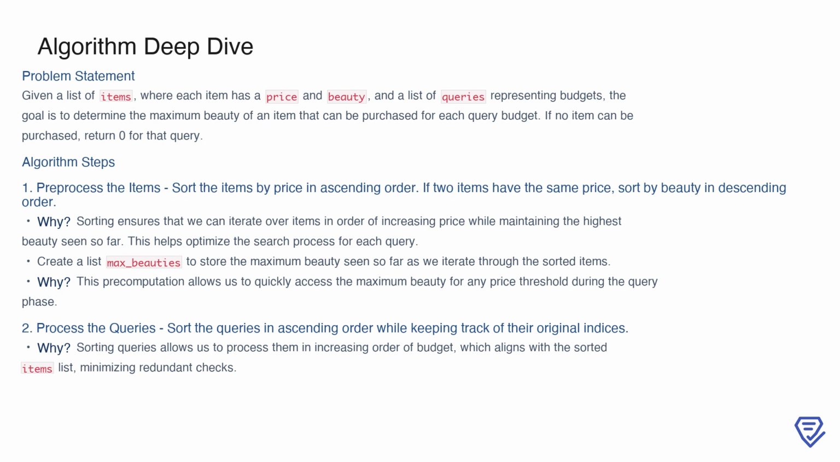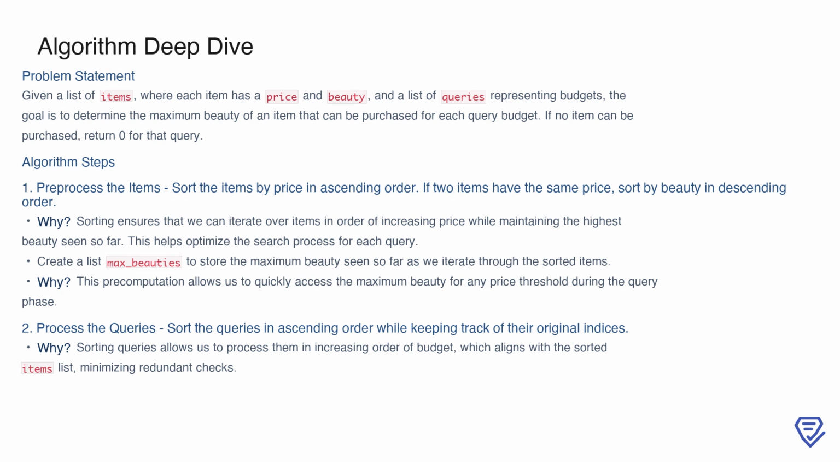To solve this, we start by pre-processing the items. First, we sort the items by price in ascending order. If two items have the same price, we sort them by beauty in descending order. This sorting ensures that as we iterate through the items, we can maintain the highest beauty seen so far without revisiting previous items. To achieve this, we create a list, max_beauties, that stores the maximum beauty encountered up to each price point. This pre-computation step allows us to efficiently handle queries later.